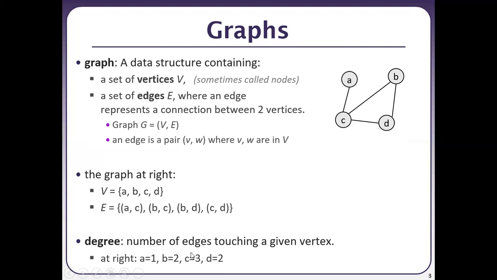Degree is the number of edges touching a given vertex. For node A, the number of edges touching it is only one, so the degree of A is 1. For node B, the number of edges touching it is 2. For node C, it is 3. For node D, it is 2.